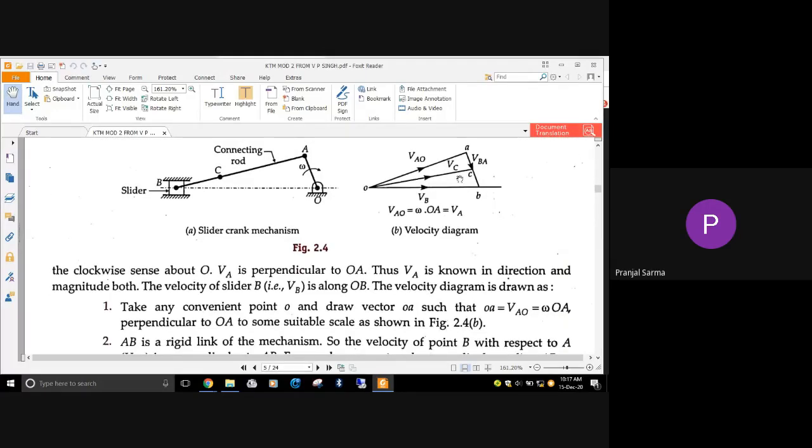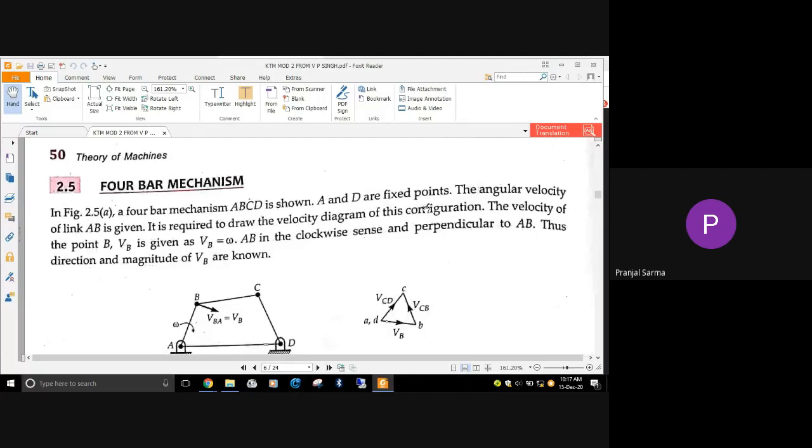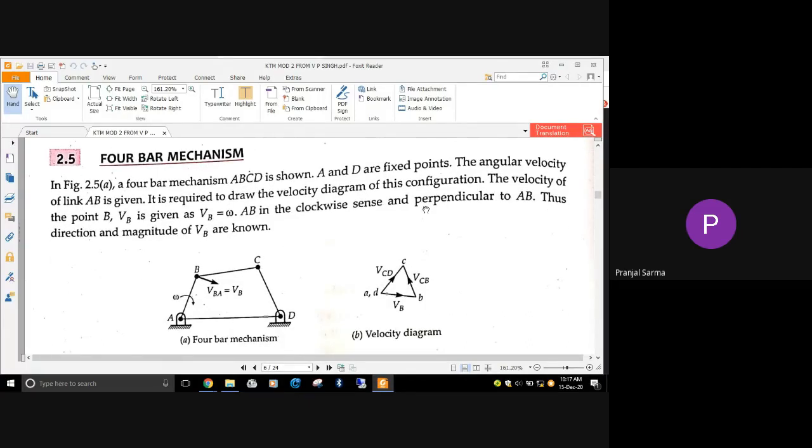Later on we saw how this diagram can be utilized to get information about the velocity of other points on this link, like we considered the point C and thus obtained it. I believe all of you have understood how to draw this velocity diagram for a slider crank mechanism, right? Yes, sir. Okay, so today we are going to draw the velocity diagram for a four-bar mechanism.